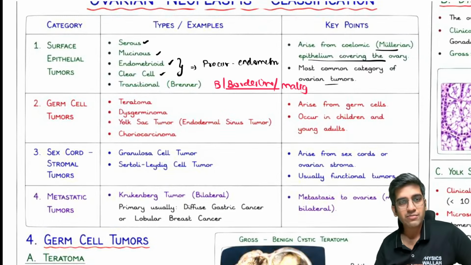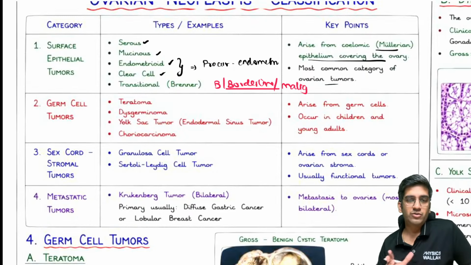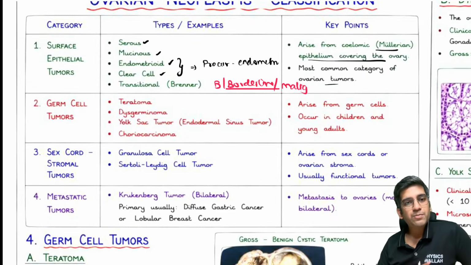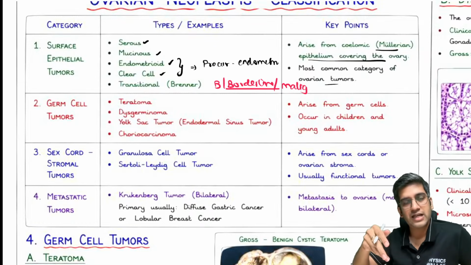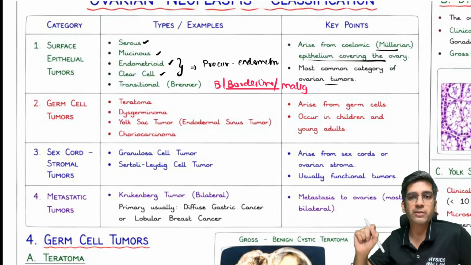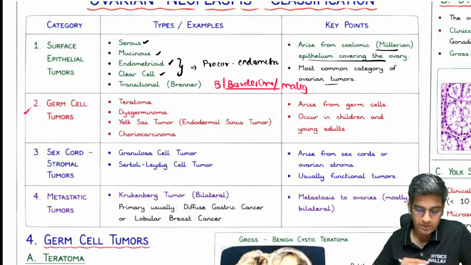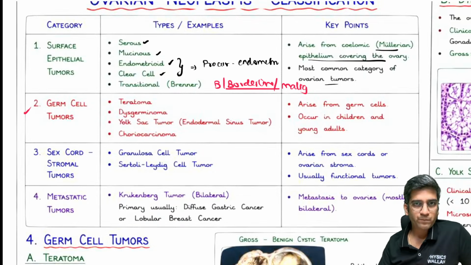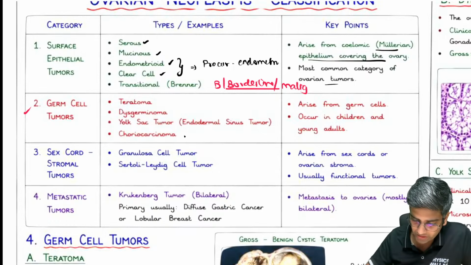Perfect. If you have time, or you are bored, or don't know what to write in the exam hall, you can expand this 5 into 15. That's up to you. Or just put a mark saying that all of them have benign, borderline, and malignant categories. Fine. Next is germ cell tumors. Teratoma, dysgerminoma, yolk sac or endodermal sinus tumor, choriocarcinomas. There are a few more as well.